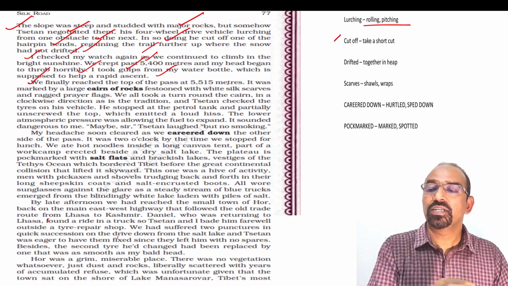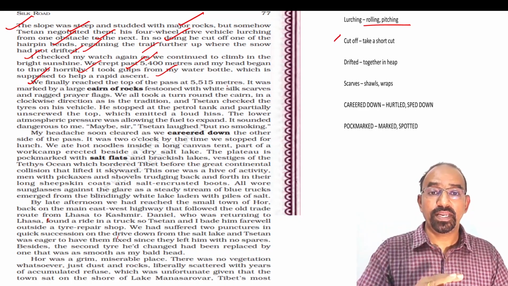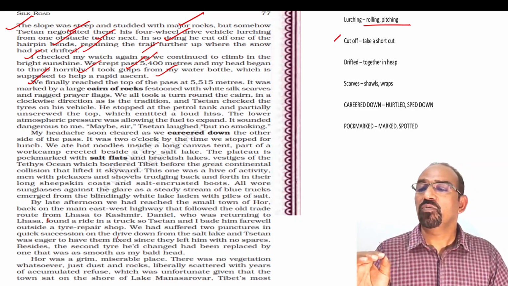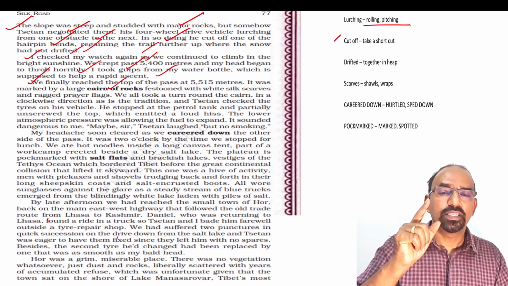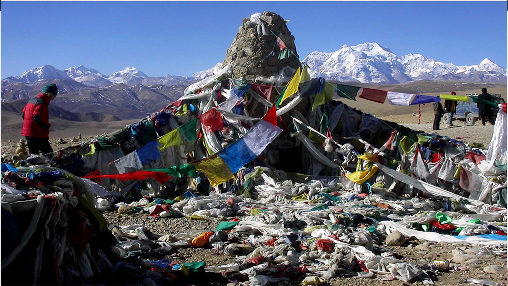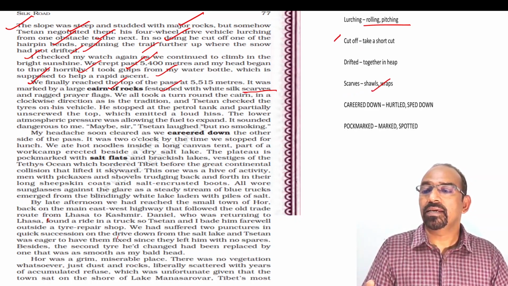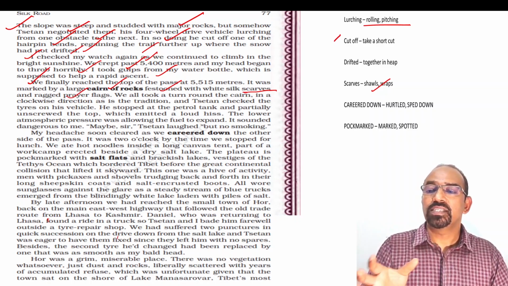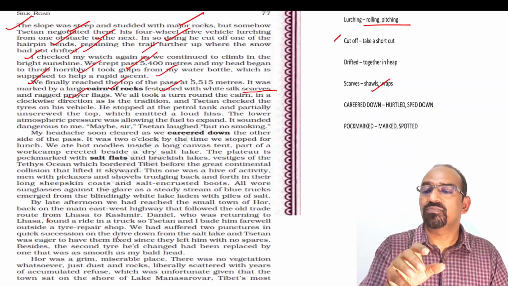We finally reached the top of the pass at 5,515 meters. It was marked by a large cairn of rocks, a holy place. It was festooned with white silk scarves, meaning shawls and wraps, and ragged prayer flags. The cairn is decorated with all these festoons and flags.